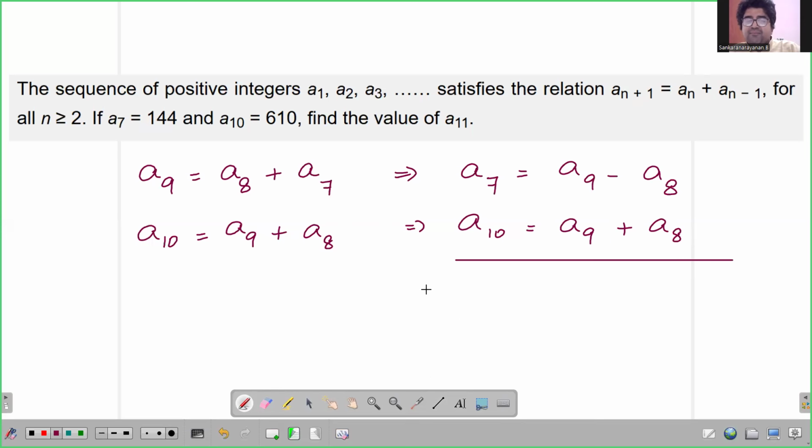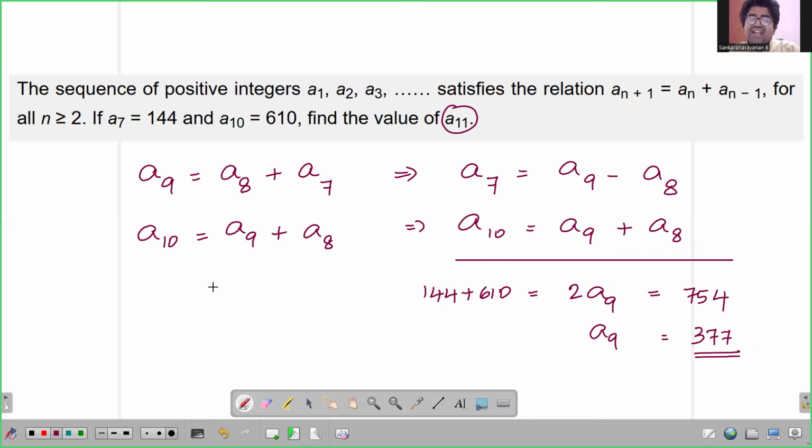So I am adding them, 144 plus 610. Can you not see that this A8 gets cancelled off? 2 times A9 I will get. And how much is the value? 610 plus 144 comes to 754. So this gives me A9, it is half of 754, which is 377. So I got A9.